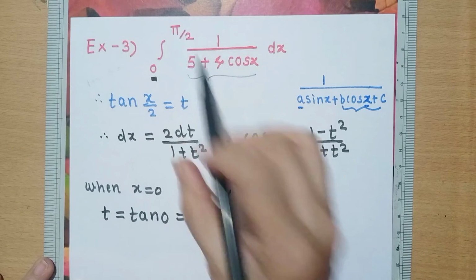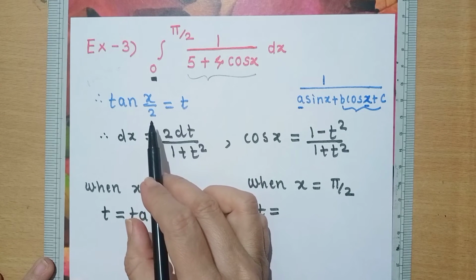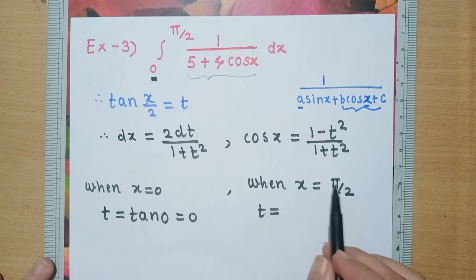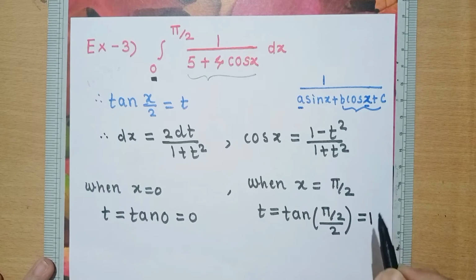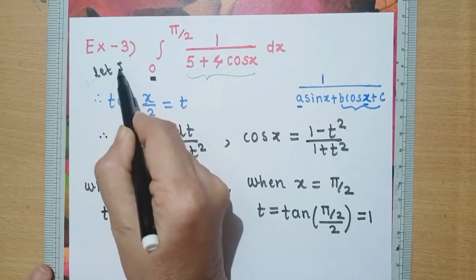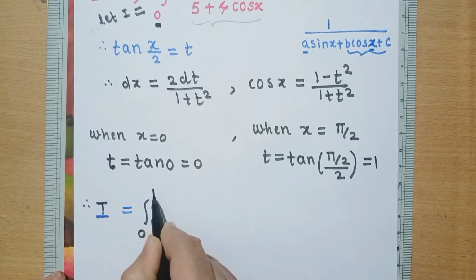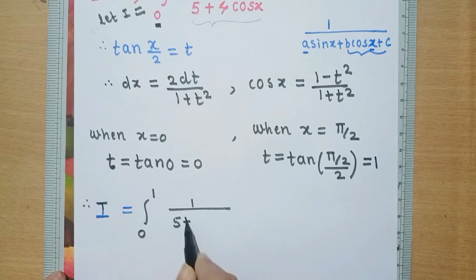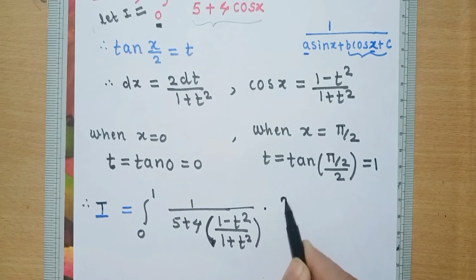And again when x is pi by 2, t equal to tan of x by 2, and we are substituting x equal to pi by 2, so pi by 2 upon 2, and this will be pi by 4, and tan pi by 4 equal to 1. So after substituting this here we will write, let I is equal to integral 0 to 1, then 1 upon 5 plus 4 cos x, and dx equal to 2 dt.